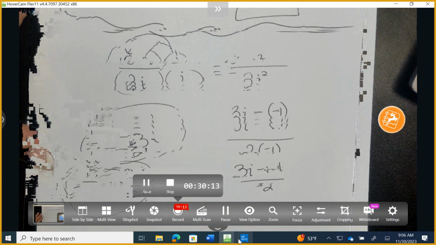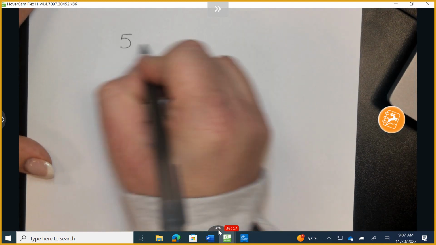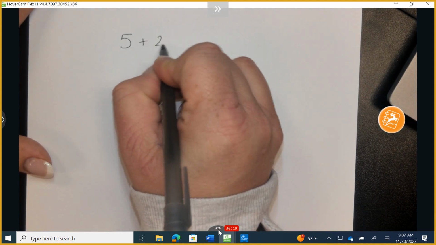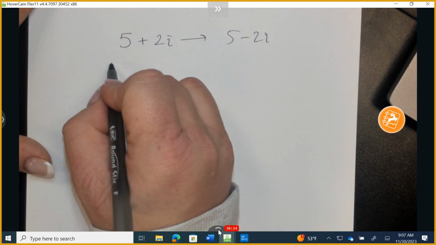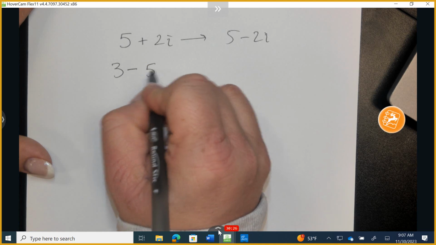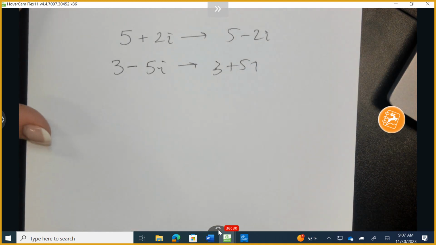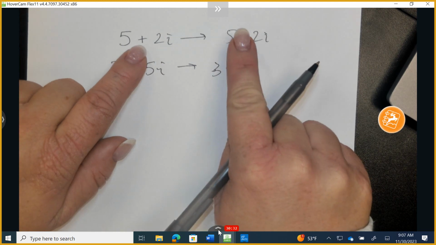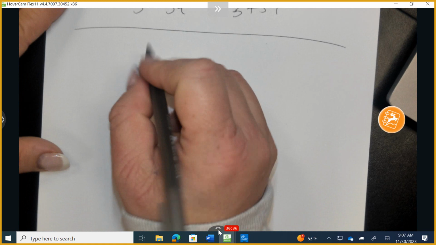I said to you, give me 1 second here, what is the conjugate of this? Don't write this down, just watch. The conjugate of 5 plus 2i would be 5 minus 2i. The conjugate of 3 minus 5i would be 3 plus 5i. Do you guys see that? The only difference is you're changing the symbol in between. That's it. So here's our next problem.